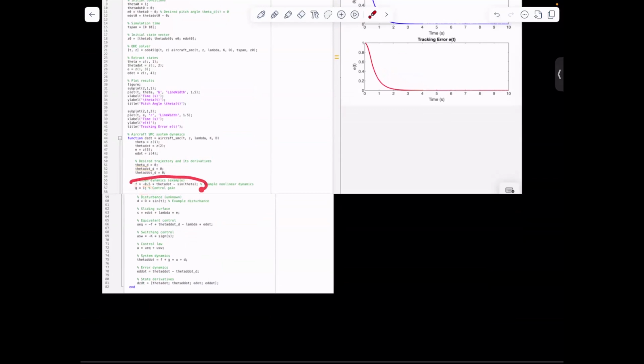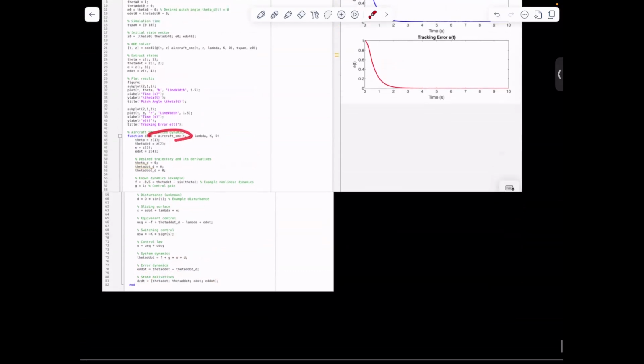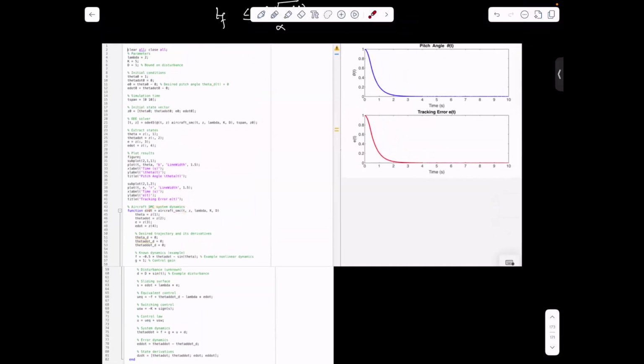And this is the F we have defined here, some nonlinear dynamics for F is considered. And this is the error dynamics, and these are the state derivatives of the different states. These states go to this function, and this function is simulated using the ODE45 solver. And these are the results.